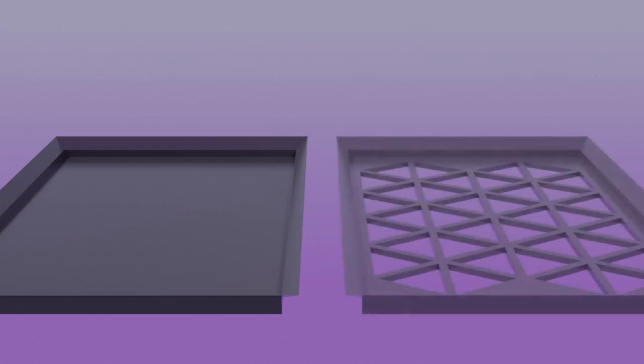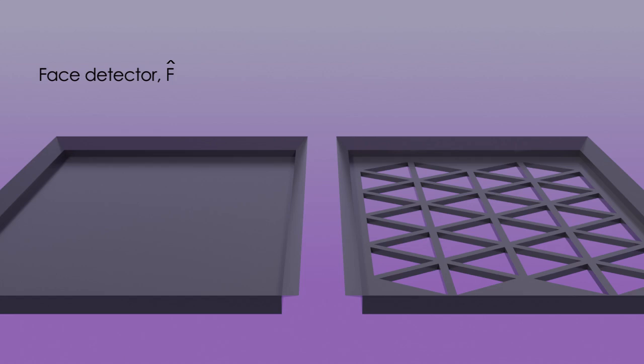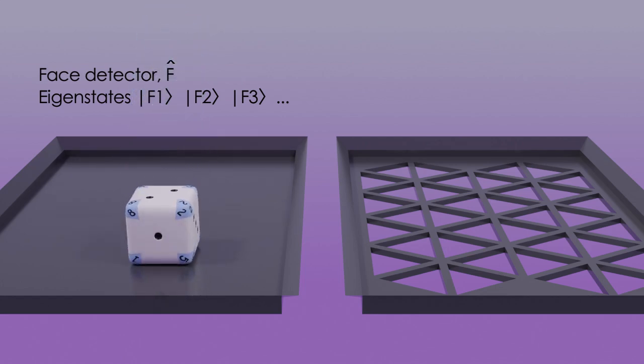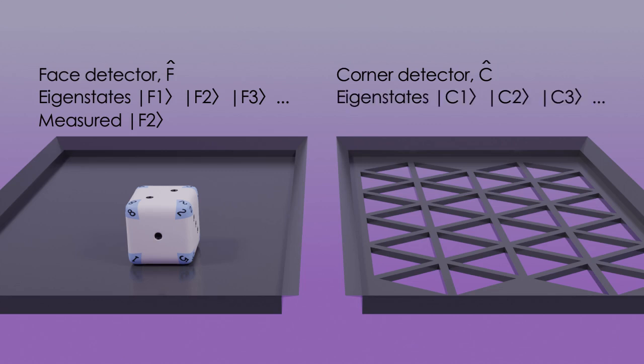Let's look at the mathematical notation. The face detector is modeled with an operator, f hat, which gives us 6 eigenstates. An eigenstate is whatever the detector can measure. In this case, we got the eigenstate f2. The corner detector has a different set of eigenstates because it can only measure corners.